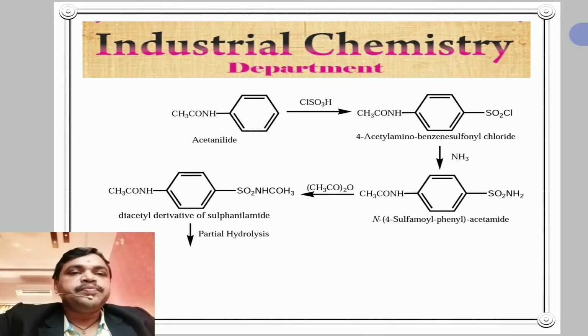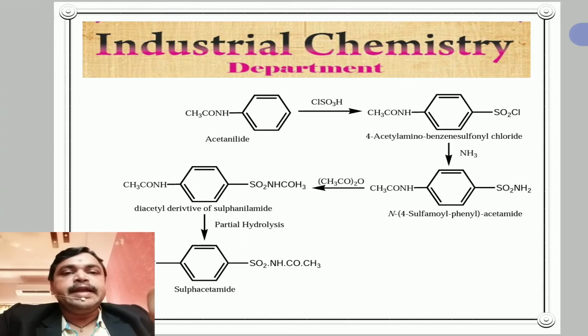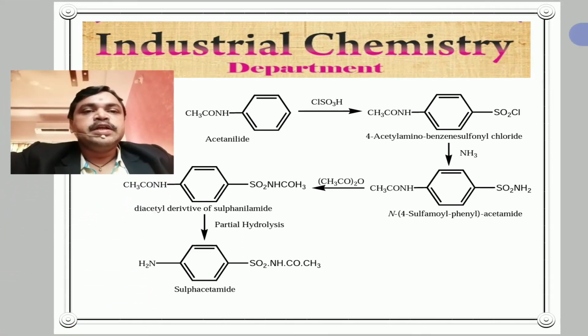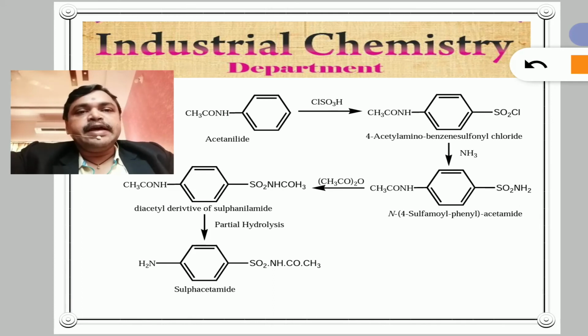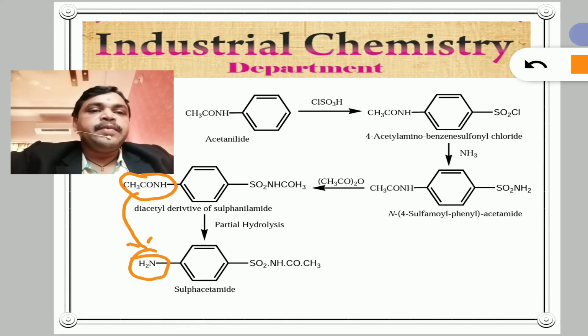In the next step, partial hydrolysis takes place. So one acetyl group of this diacetyl derivative of sulfanilamide is converted into an amino group. Note that here CH3CONH on partial hydrolysis is converted into NH2. So in the final step we get our product sulfacetamide.